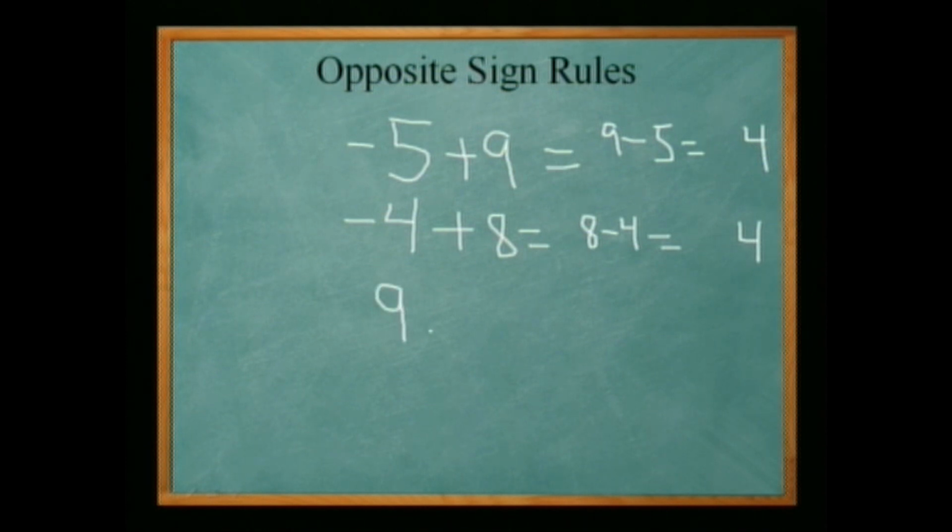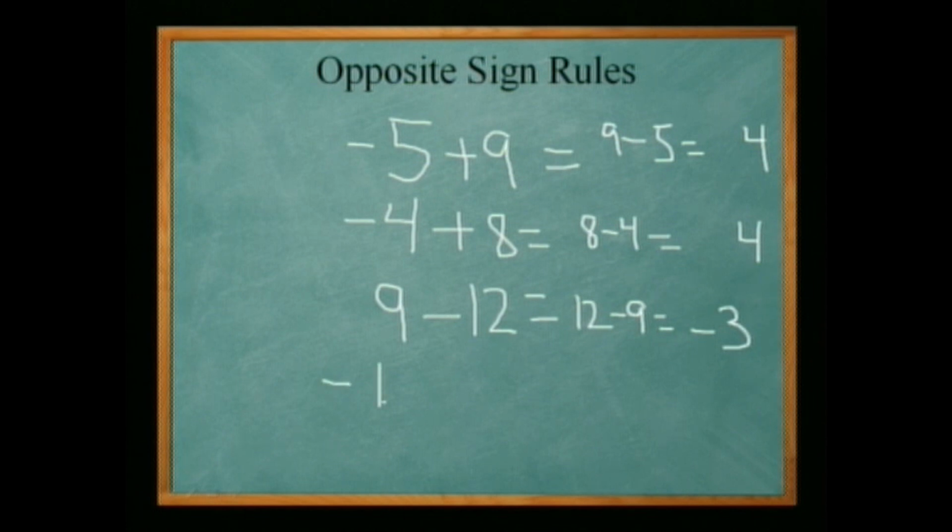Now if I do 9 minus 12, we have opposite signs, positive 9, negative 12. I'm going to take 12 minus 9, which gives us 3. I'm going to take the sign of the larger. 12 is the larger number and it's negative, so the answer is going to be negative 3.